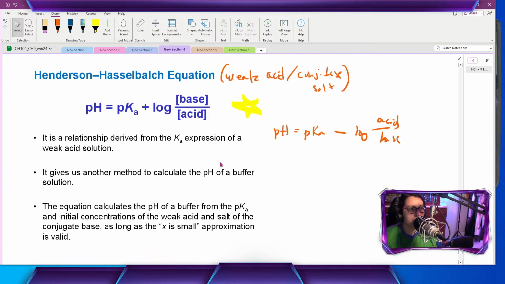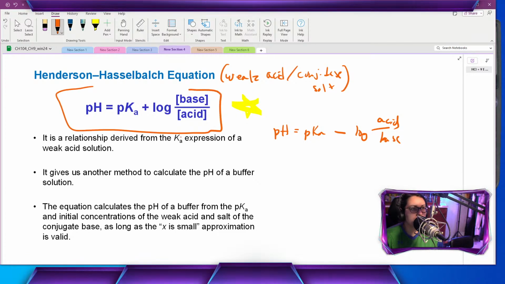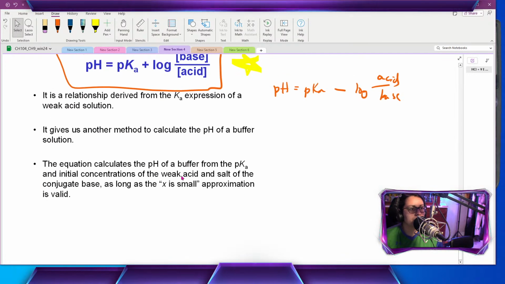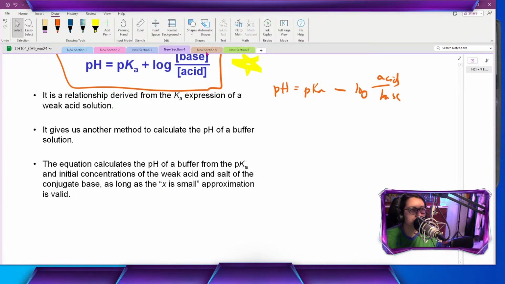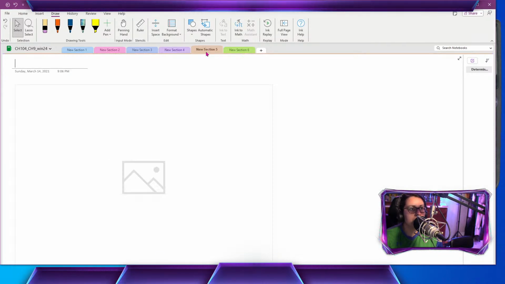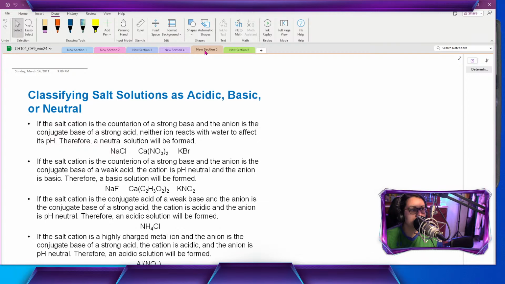And so this is talking about a relationship derived from Ka. We don't really need to know where it came from. Again, just for our purposes, we want to be able to plug it into this formula. And yes, this x is small approximation is true. And for our purposes, we're always going to assume it's true. Otherwise, we have to get into more. I don't want to say it's that much more complicated, but it's just not the focus of this class. So if you want to get into the more detailed math, that'd be my 200 level class.